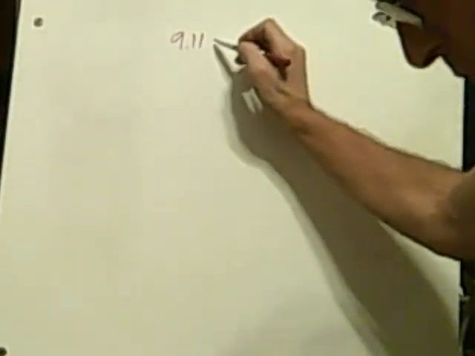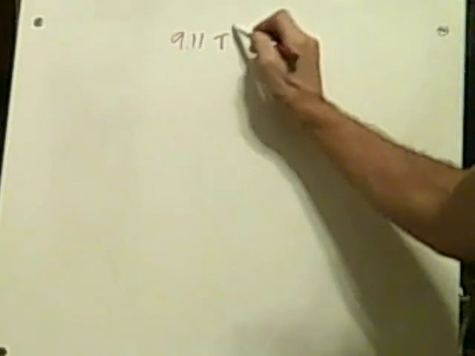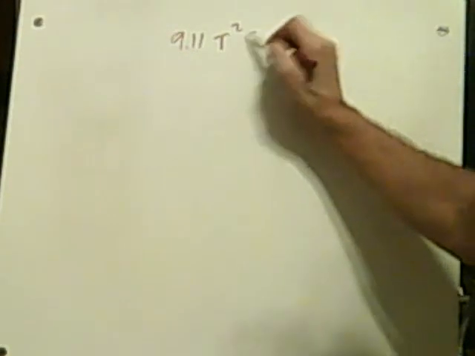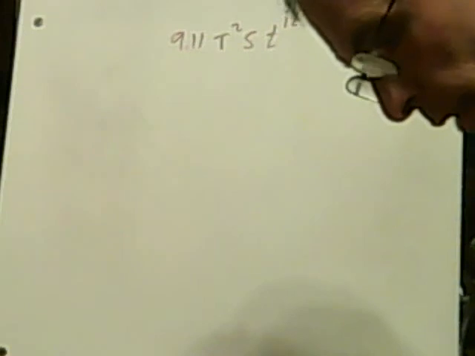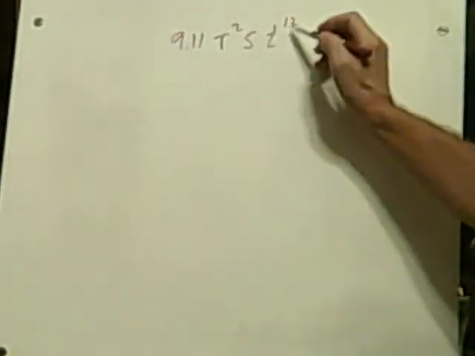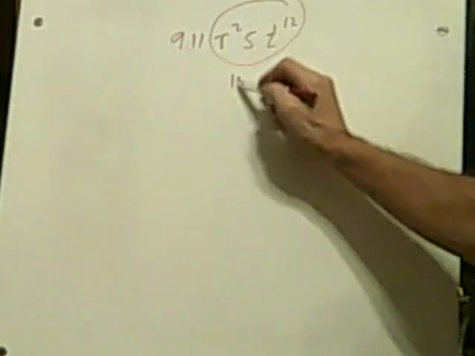9.1 times r squared s t to the 12th. In this case, we're considering r, s, and t to all be variables, not constants, but unknown quantities. Therefore, we add these up, and this term is up to the 15th power. It's a 15th order term. So yes, the degree is 15, also called the order. Okay.